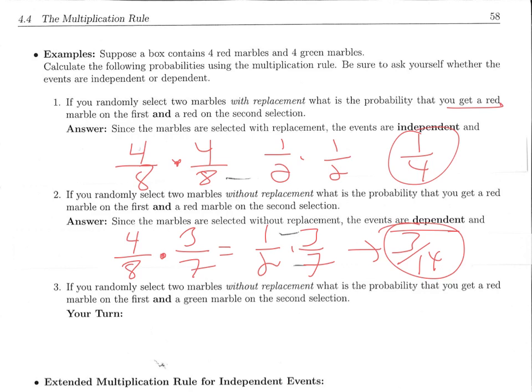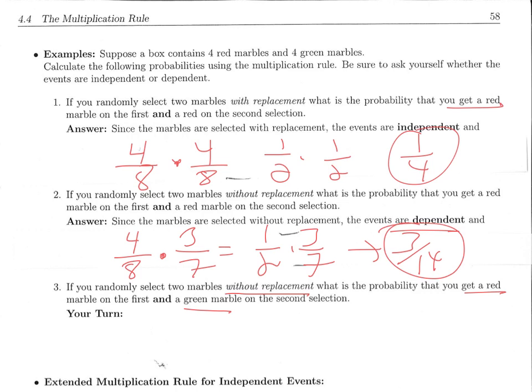Let's see. If you sample 2 marbles without replacement, so that means these are dependent events, what's the probability of getting a red marble in the first draw and a green marble in the second? So I'm going to let you stop the video, think about this, and then come back and see my answer and see if we agree.